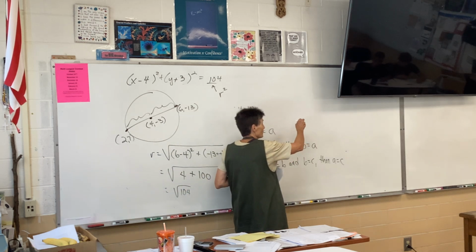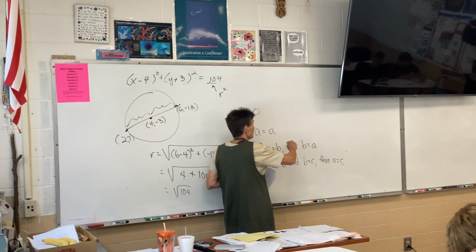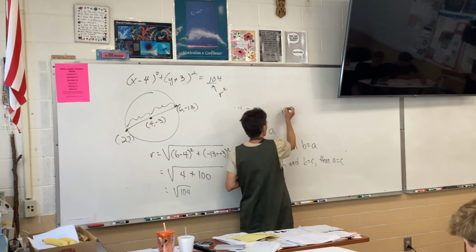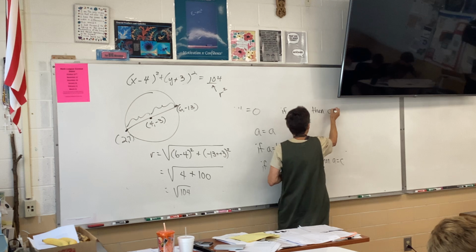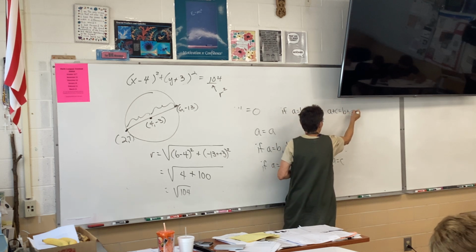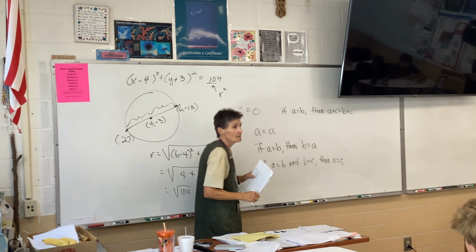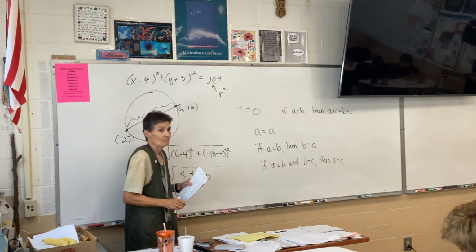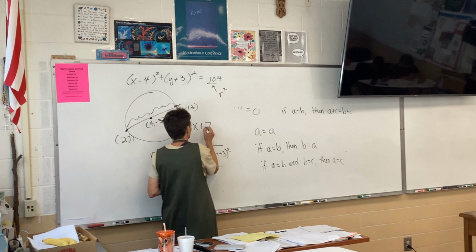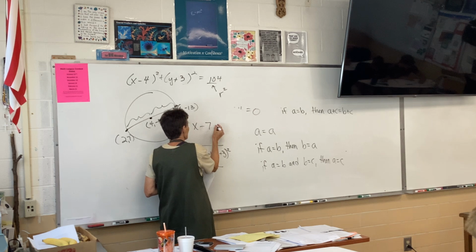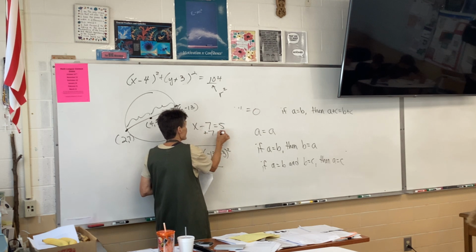The addition property, these are all properties of equality. So the addition property of equality says, if A equals B, then A plus C equals B plus C. It's how you solve equations. If you had an equation like this, would you add 7 to both sides?